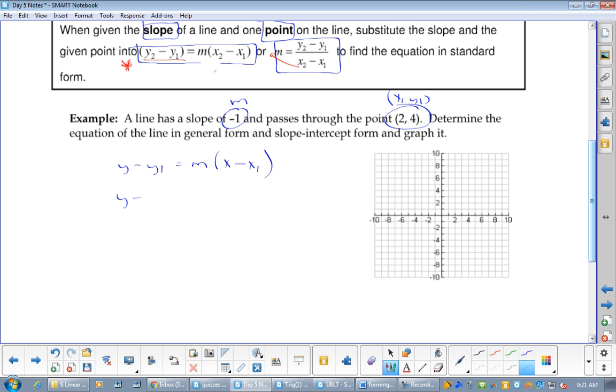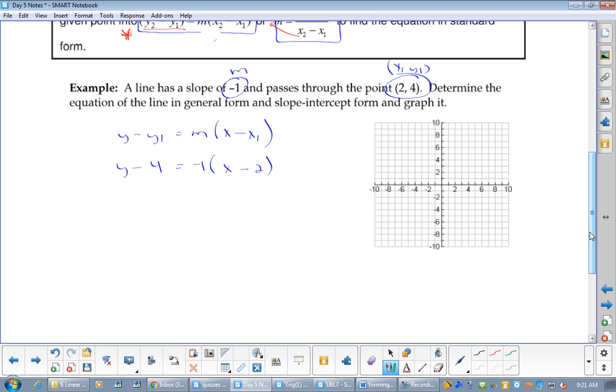So y minus 4 equals m, which is negative 1, times (x minus 2). Okay, so you see how the minuses are in the formula. That is not a negative 4 and a negative 2 that I substituted. I put in a 4, 2. Now, we will get y by itself. First thing we need to do, though, is get rid of these brackets. So y minus 4 equals negative 1x plus 2. Everyone see how I got the plus 2?